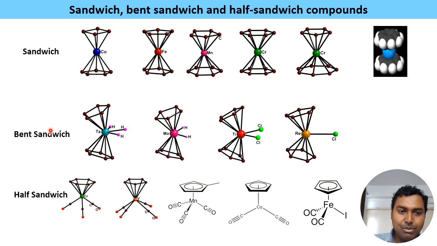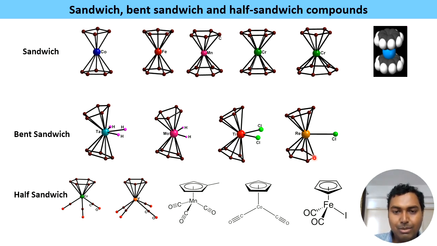Now, for example, here this is not exactly similar to the first row, because there we see the ideal sandwich metal complex, where the metal is sandwiched between two pi planes, but here it is sandwiched like a bent sandwich. So all these complexes are called bent sandwich metal complexes. This is a tantalum complex, this is molybdenum, this is titanium, and this is the rhenium complex.